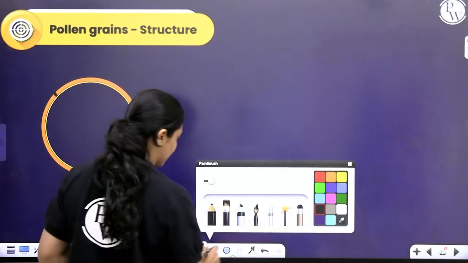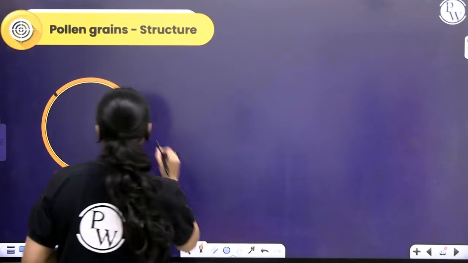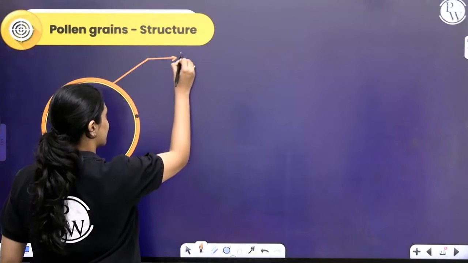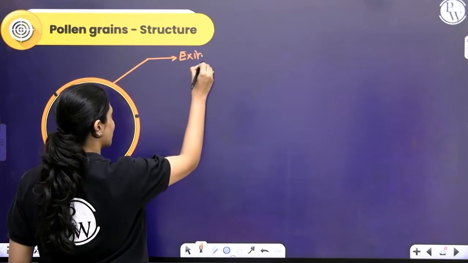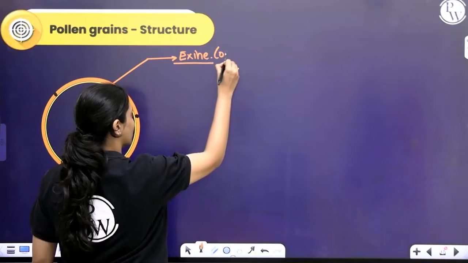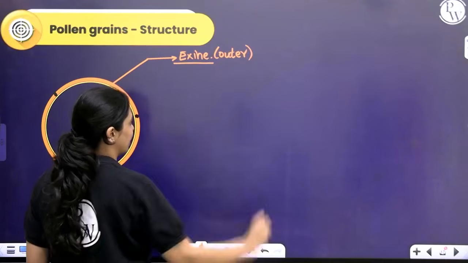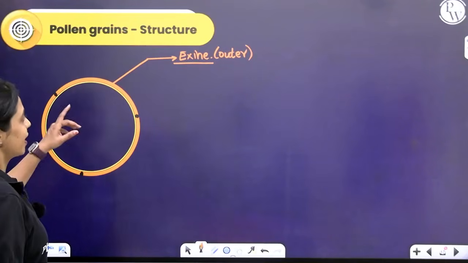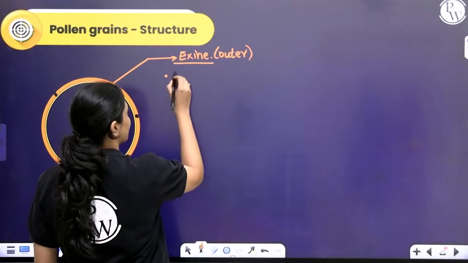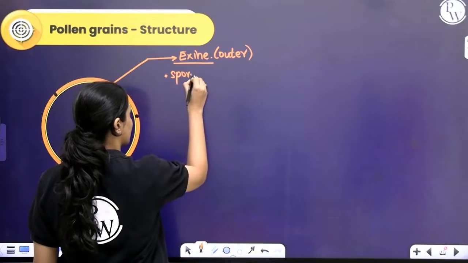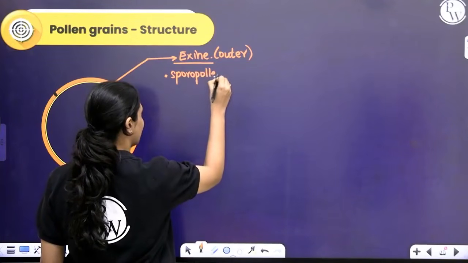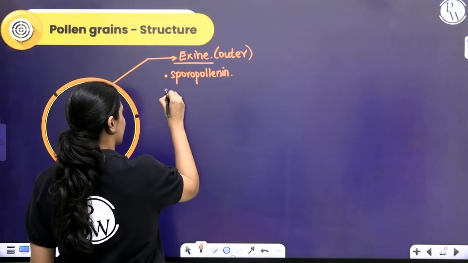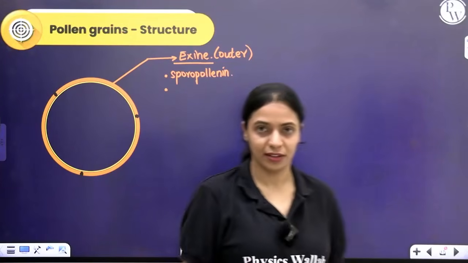All right. Orange is exine. Exo means outside. So the outer layer of the wall of the pollen grain is called the exine. Exine is made up of a substance called sporopollenin. This is one of the toughest biological materials known.